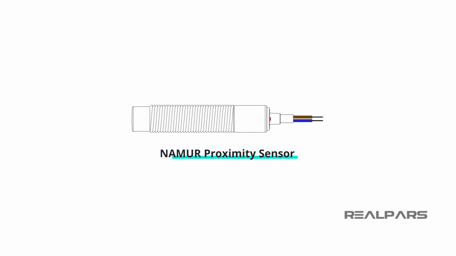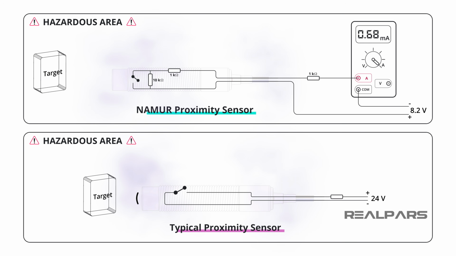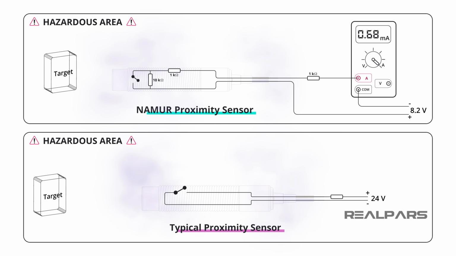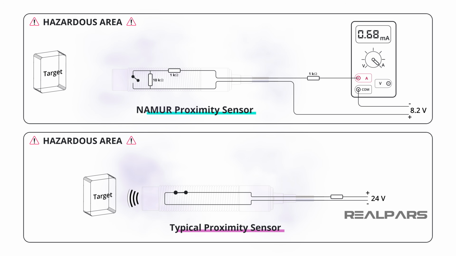So, how does a Namur proximity sensor ensure safety? The Namur proximity sensor operates much like a typical proximity sensor, but does not have an open or closed output condition. Instead, a Namur proximity sensor will produce two different and distinct current output levels, corresponding to the target position. Namur proximity sensors limit current so that the current is not capable of causing ignition in hazardous atmospheres. Typical proximity sensors that continually make and break an output circuit could create sparks that could cause an explosion.